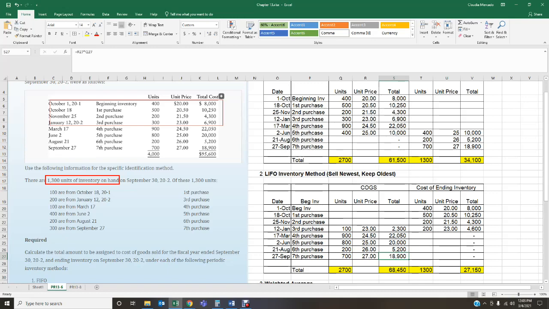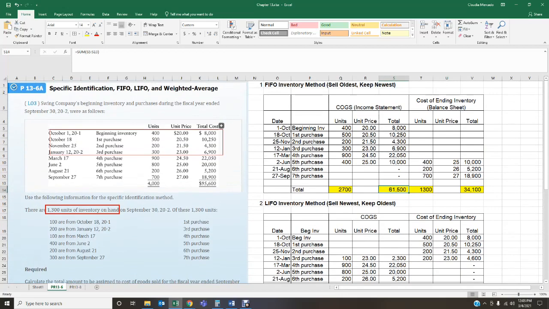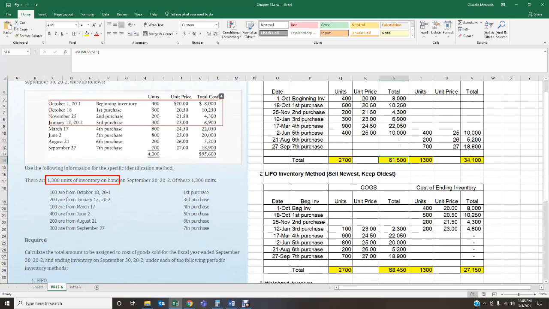Now, if you notice, on both of these, I've got 2,700 units, 2,700 units. But the value of my cost of goods sold here on the first section using FIFO is 61,500. Using LIFO, my cost of goods sold increased to 68,450. Now, for my cost of ending inventory, both of them are 1,300 units. That is what I have not sold.